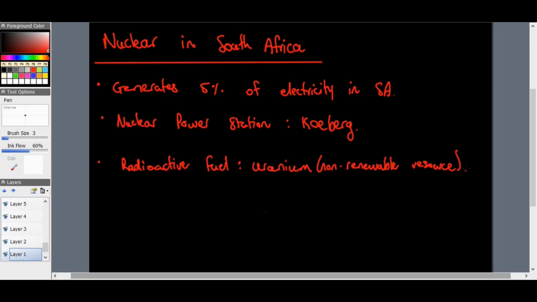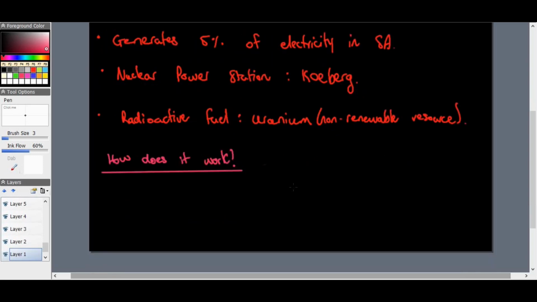Carrying on. So how does it work? Let's ask ourselves that question. Simple. I'm not sure what a piece of uranium would look like, but let's just use a piece of an object to depict it. So let's say here's a piece of uranium that is mined.